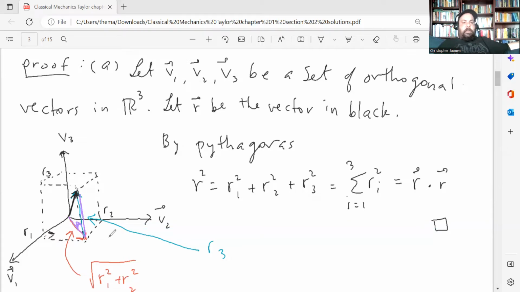So if you use the Pythagorean theorem to find the length of that vector, it's the square root of r1 squared plus r2 squared, because that's the length of the base, right? Plus r3 squared, which is the height. And that means that the length squared of r is equal to the sum of the squares of the coordinates, which is exactly what we thought it should be, right? So that proves that the length of the vector is not dependent on the coordinates that you use to represent it, right? So that's part A.